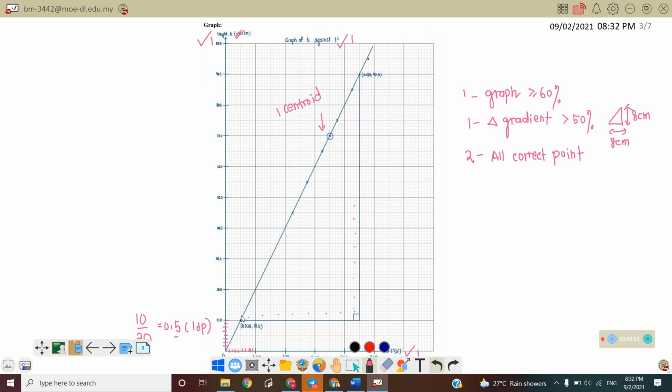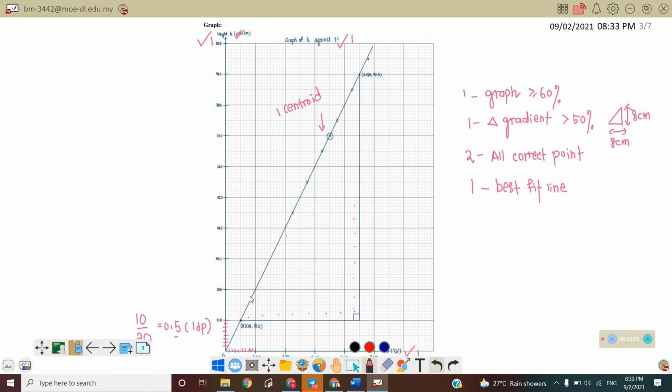And bear in mind, here it is not necessary that it must pass through the origin, based on the graph that you have. So it's not necessary that you must always pass through the origin. Usually we draw the best fit line based on our plotted points. So that is 1 mark for the best fit line. Okay, so total is 11 marks.